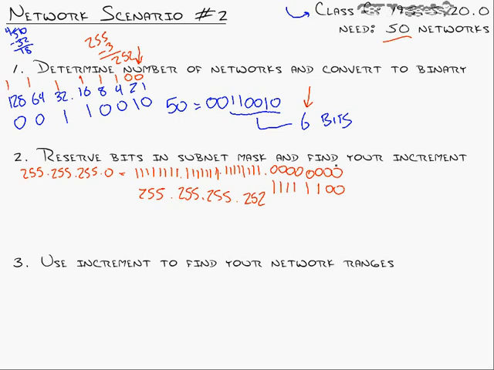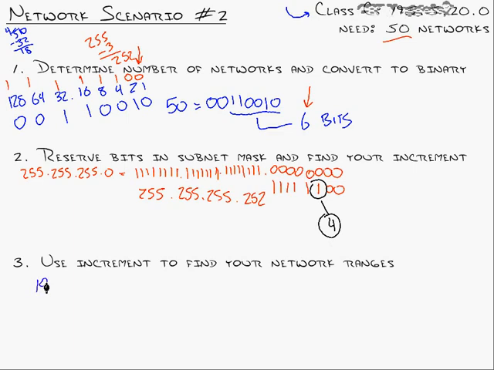It says reserve the bits in the mask and find your increment. So we've got the mask. We've reserved the bits. Our increment is the lowest network bit, that guy, converted back to a decimal number. Now, if we look in decimal, this is 1, 2, that one is a 4. That is the decimal equivalent of the lowest network bit. That is our increment, and that is what we need to find our network ranges. So the last step will be finding our network ranges.